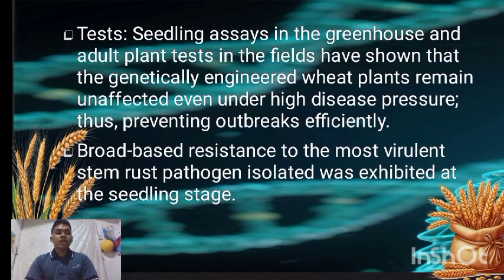Seedling assays in the greenhouse and adult plant tests in the field have shown that the genetically engineered wheat plants remain unaffected even under high disease pressure, thus preventing outbreaks efficiently. Broad-based resistance to the most virulent stem rust isolates was exhibited at the seedling stage. So through genetic resistance, their trials and testing show that it is really effective at combating rust and can resist different kinds of rust.